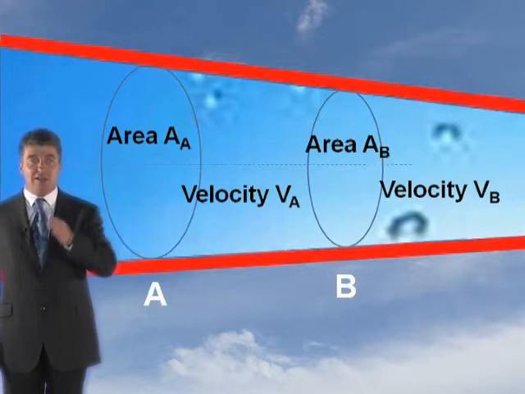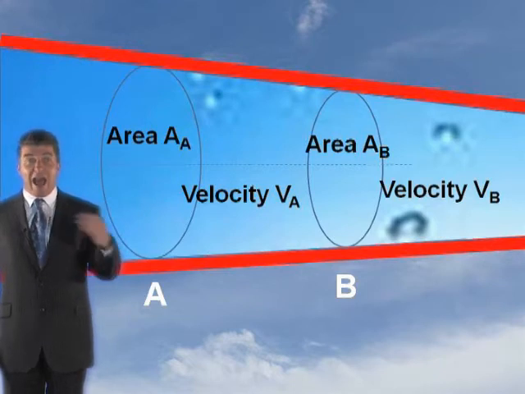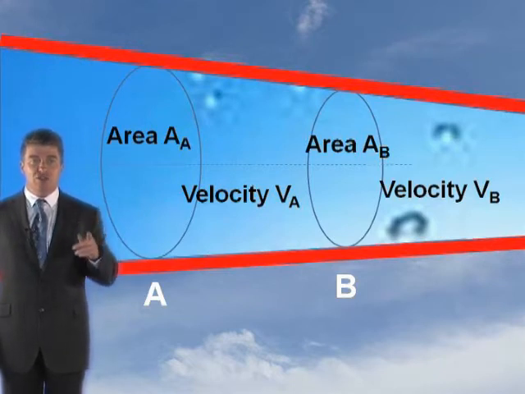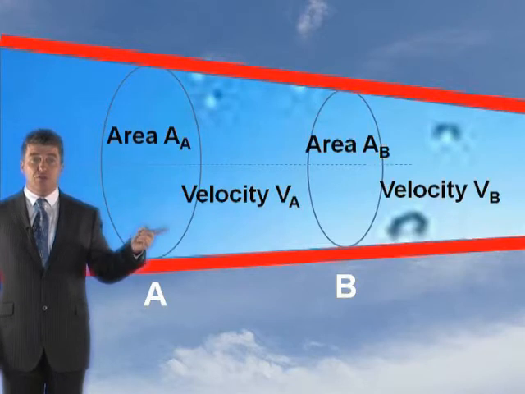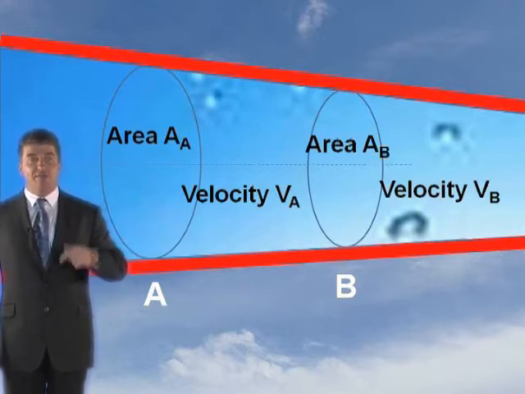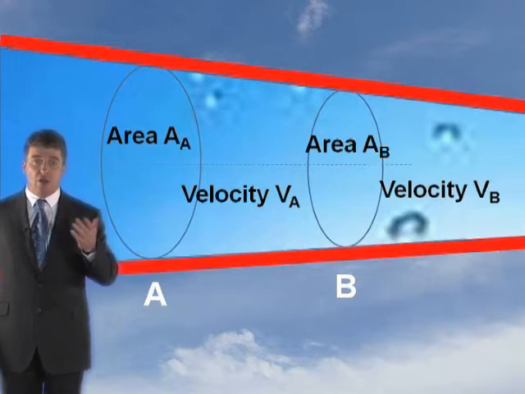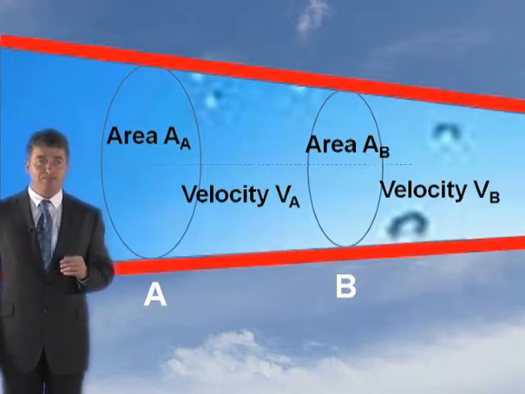The area at B is less than the area at A. Now, if you've halved the area, you must double the velocity because the rate of flow in that pipe is the same. So if the area is halved, the velocity is doubled. So you've got to remember the continuity equation.